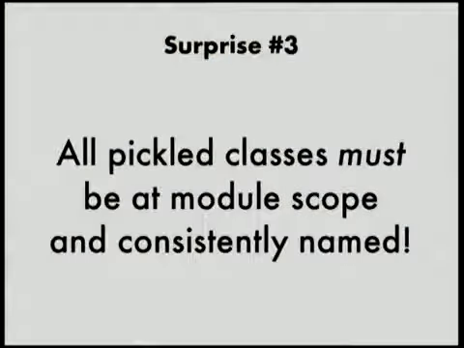Surprise number three, all pickled classes must be at module scope and must be consistently named. By consistently named, I mean that the way that Pickle reconstitutes your object is it's written down the name of your class inside of the Pickle file, and when you reconstitute the object, it goes into the module and says, let's find the attribute at top level with the name of the class. If you don't have one, because you had an inner class or something like that, then Pickle can't reconstitute the object. It can't find your dunder new, it can't find your class, it can't work.